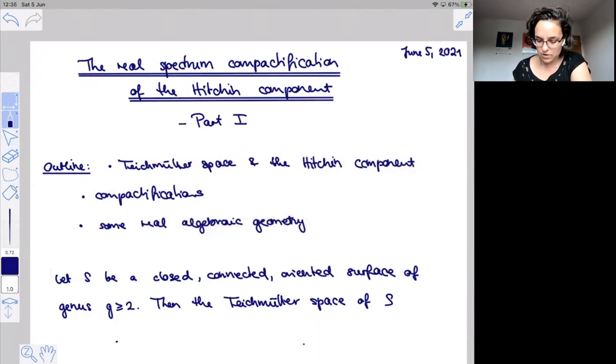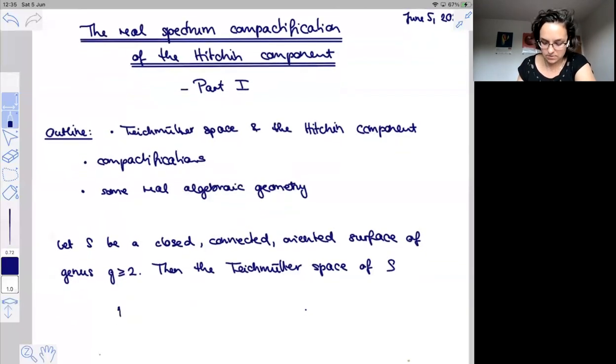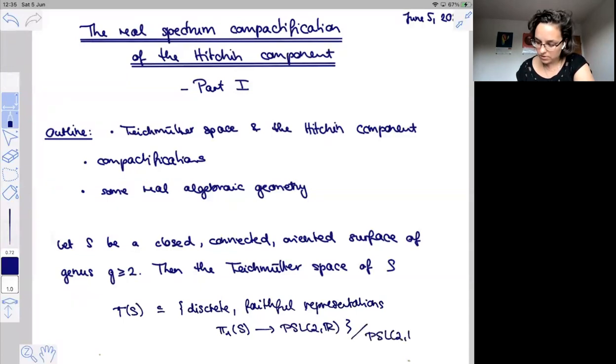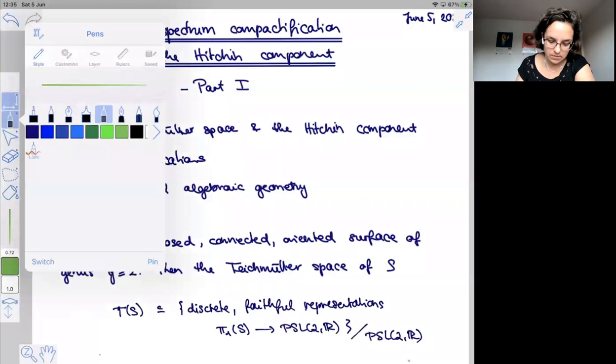So S is a closed connected oriented surface of genus g at least two. And then the Teichmüller space of S, denoted T(S), is a connected component of the space of all discrete and faithful representations from the fundamental group of my surface into PSL(2,R). And we take this up to PSL(2,R) conjugation action. So let me write this down.